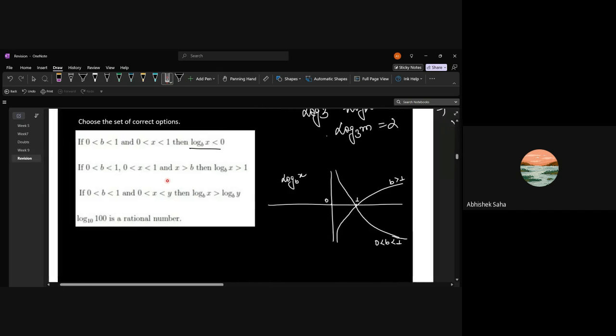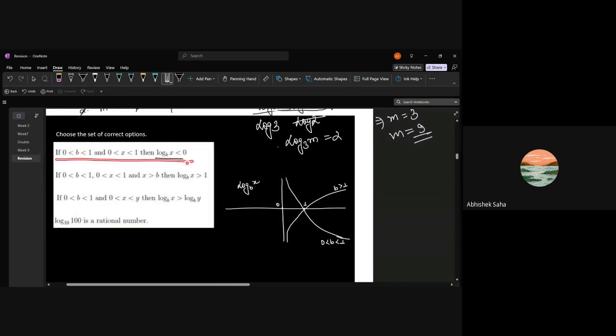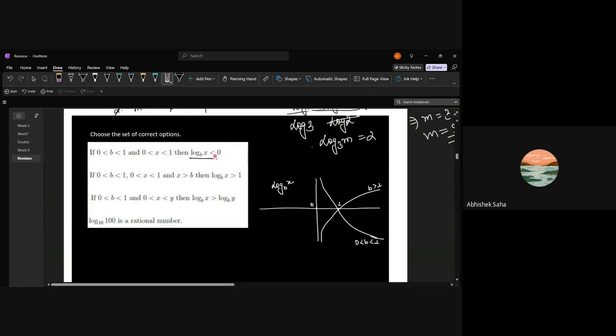Okay, now let's find out. This is the graph we have, and now the options are given. The question says that b is between 0 and 1, so this will be the graph. B is between 0 and 1, and the value of x is between 0 and 1. So this is the graph, and it gives positive values, on the positive side of the y-axis. It says that it is negative. No, it is positive, so this option is incorrect.